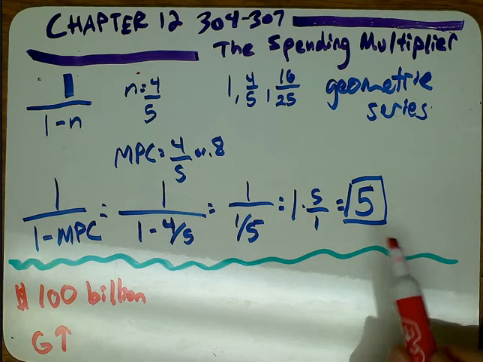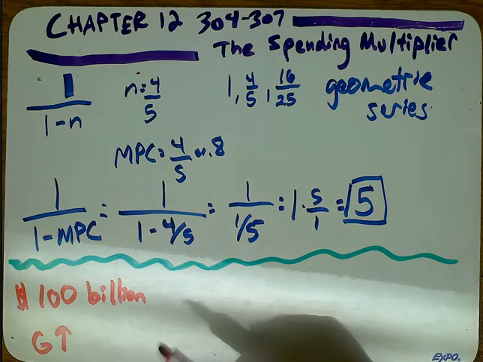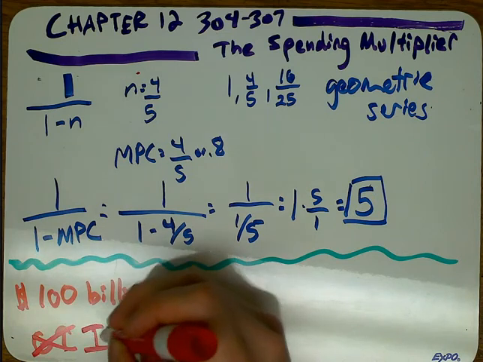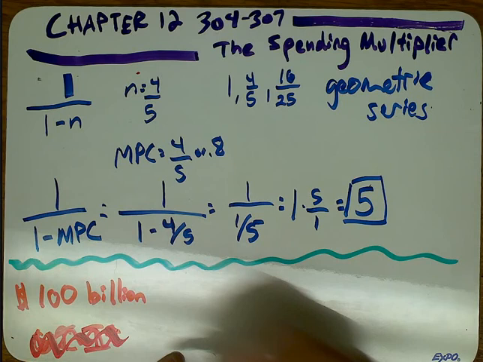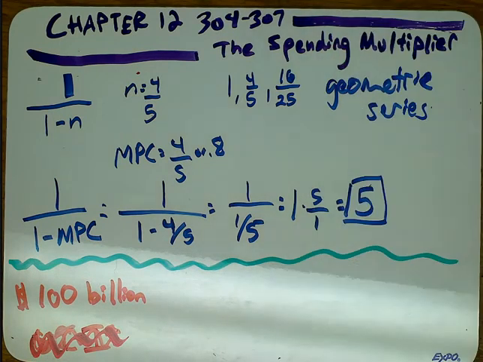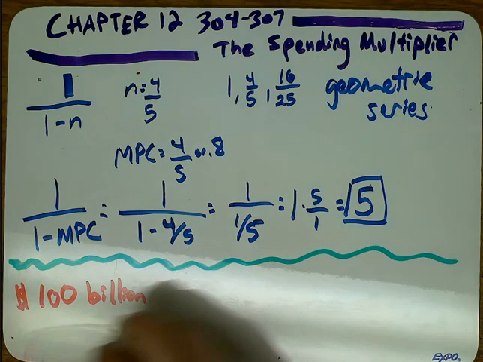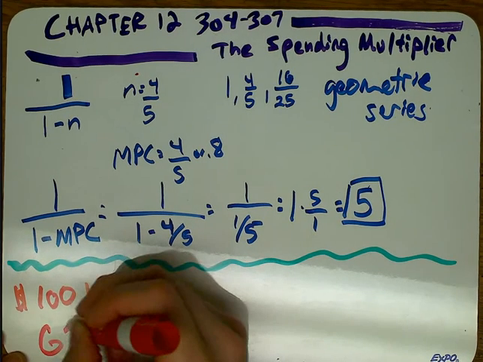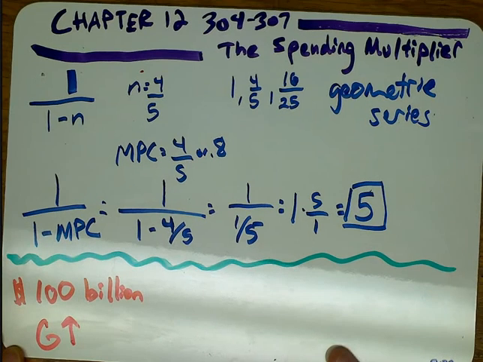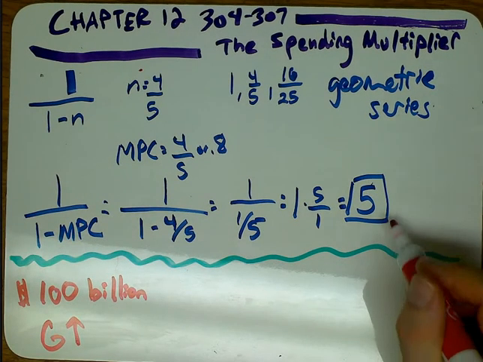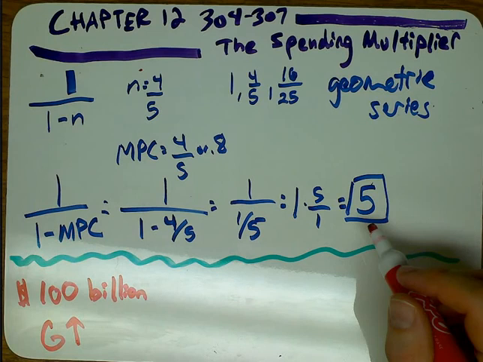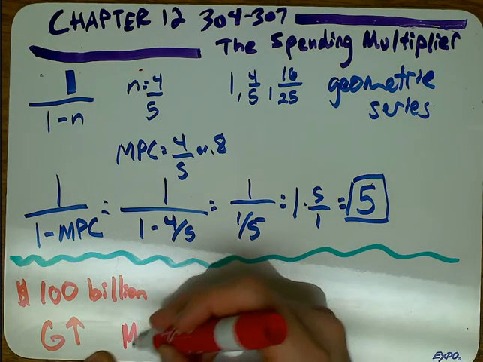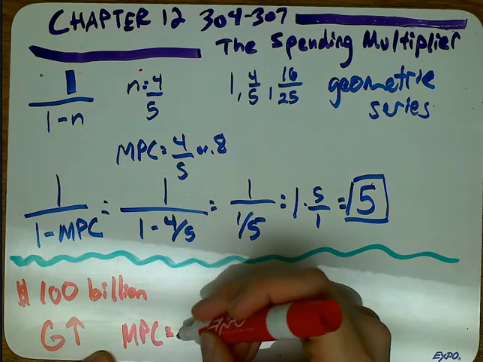If there's an increase in autonomous investment, or an increase in government spending, anything that causes an increase in spending, like a sudden influx of money, on the AP test you'll generally see this as the government increases its autonomous spending by $100 billion. We're going to use the spending multiplier to figure this out. It'll give you that the government spent $100 billion, and then it'll give you that the MPC equals 0.8, or 4/5.